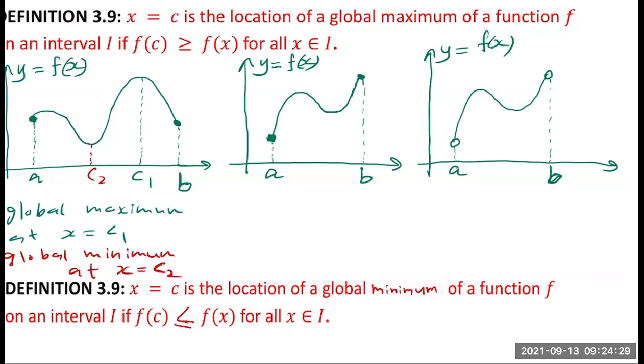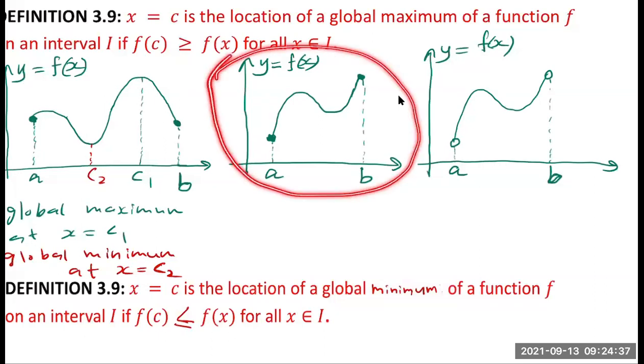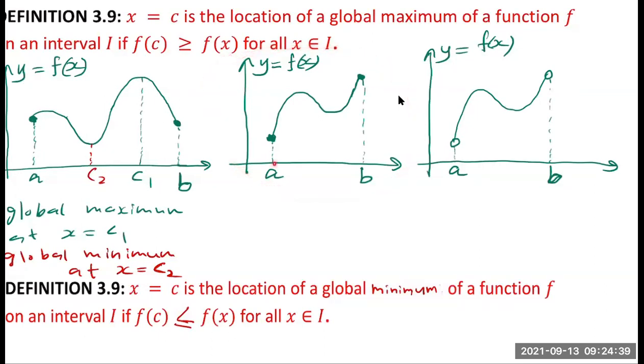Now let's look at another example and try to find the global maximum and global minimum. Okay, what about this example? What is your global maximum for x values in this interval? This is a closed interval. Clearly, this is a closed interval because you have these shaded circles on either side. That means we have closed endpoints for this function. Okay, what is the global maximum?